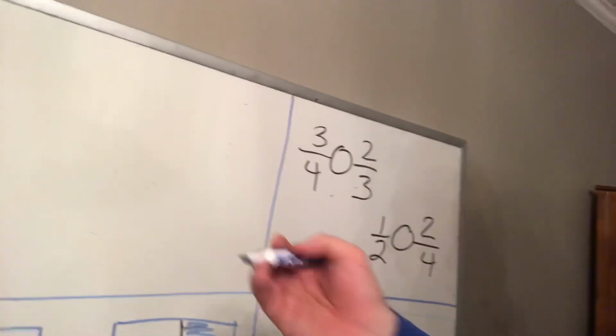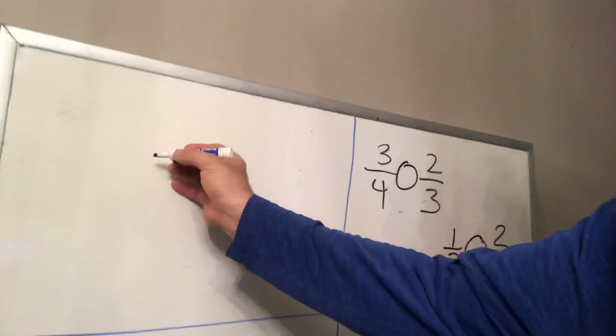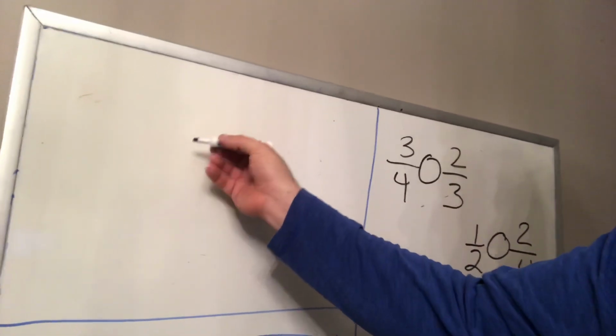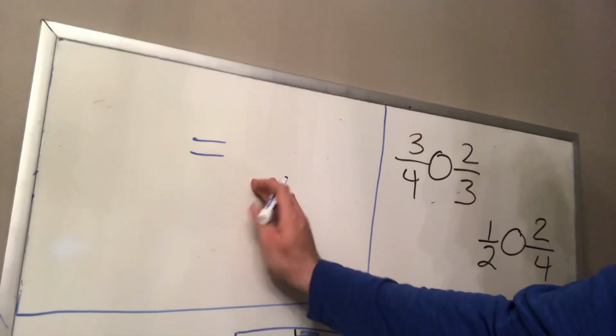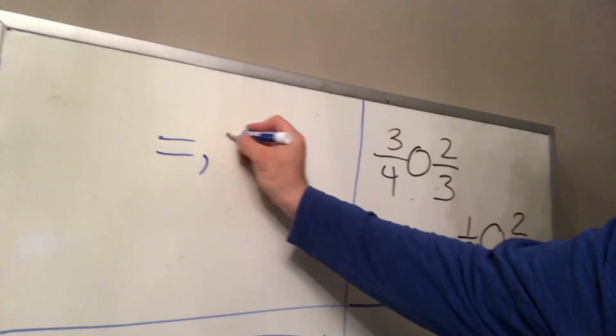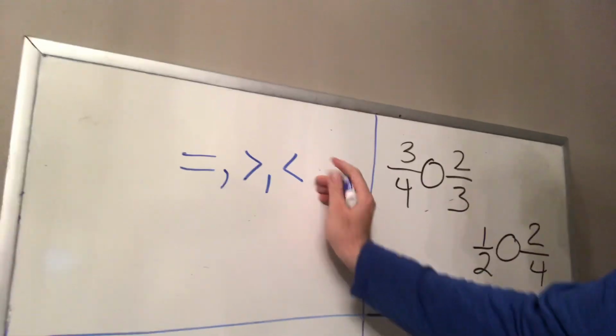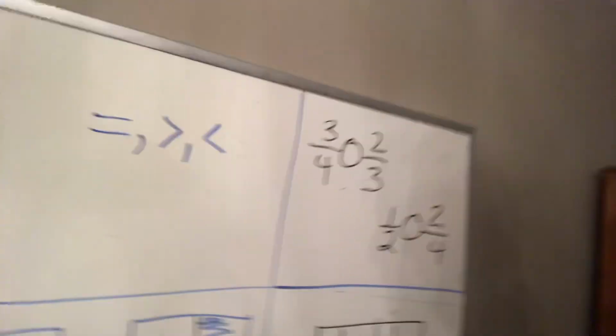When we're comparing fractions, we want to find that they're equivalent. That means they're the same. They would be equal. So our goal is going to be to find one that's equal. But there's also greater than, and there's less than. Okay, so let's go over here and let's look at these fractions.